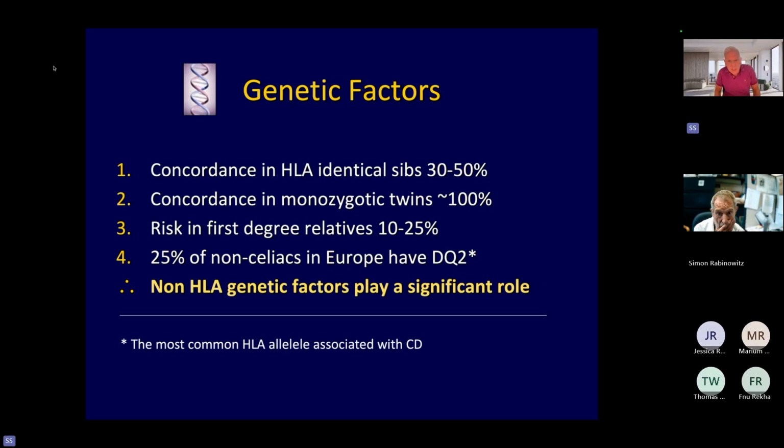And so when we look at HLA typing, when you have concordance in HLA identical siblings, the concordance of having celiac disease is only about 50%. However, in monozygotic twins, the concordance is 100%. The risk in first-degree relatives is up to 25%, as I showed you earlier. And remember, when studies are done in Europe, 25% of non-celiacs have either DQ2 or DQ8 positivity. Again, so non-HLA genetic factors play a significant role.